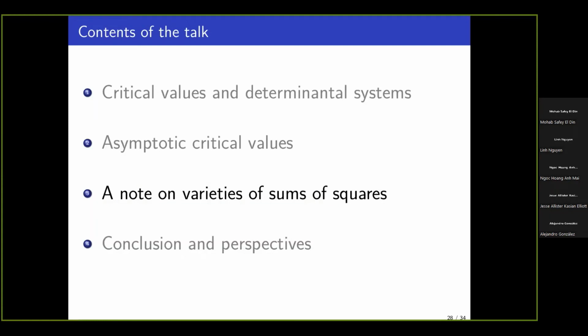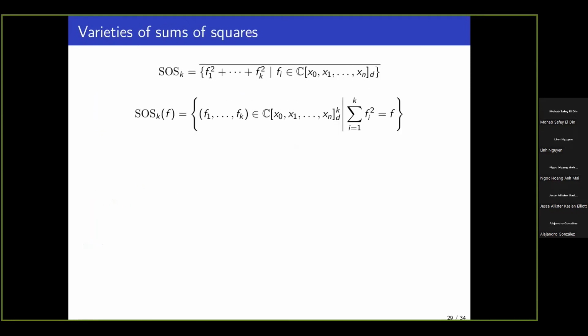And I'll now have a brief exploration of some of the work we did on these two varieties of sums of squares. So this first variety here, we call SOS_k. This is just the variety of all polynomials that can be written as a sum of at most k squares with a fixed degree and number of variables. Note also that we're in the homogeneous setting.